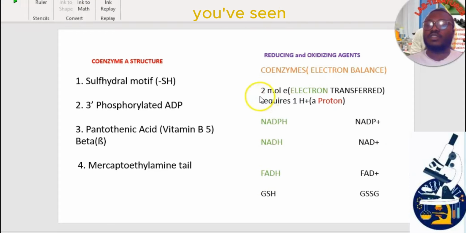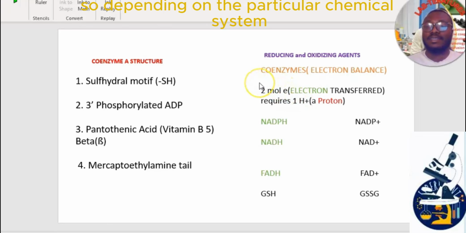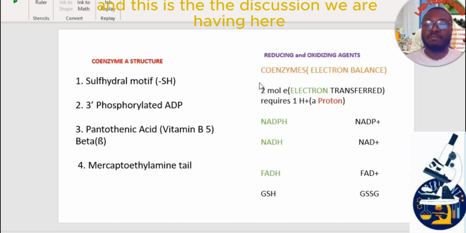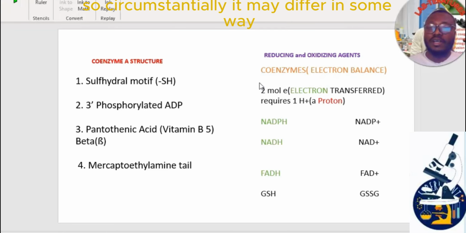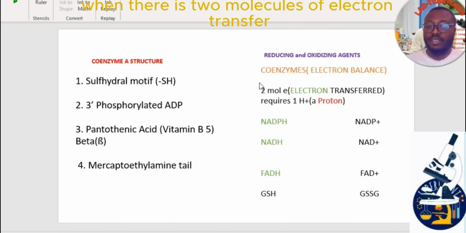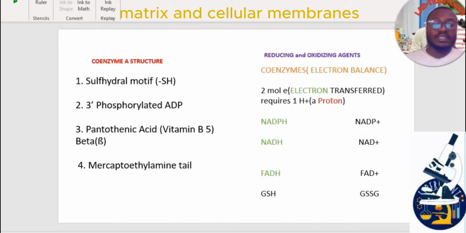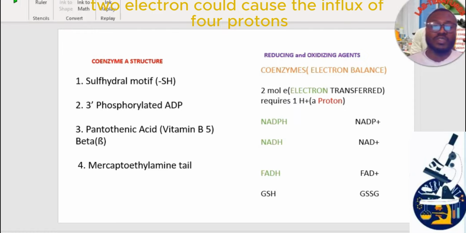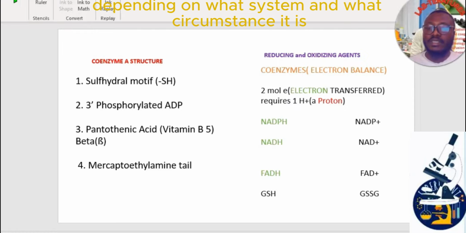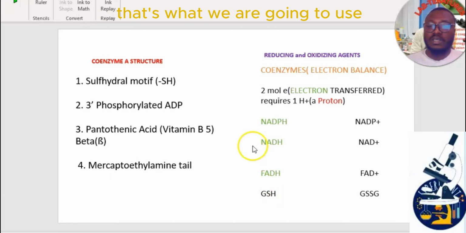Looking up here, as you've seen, two electrons transferred would require one proton, or H+. This is not a strict requirement; it depends on the particular chemical system, and the discussion we are having here is a biological electron transport chain. So circumstantially it may differ. In some cases, when two electrons are transferred, it can cause an influx of about 10 protons to move around the mitochondrial matrix and cellular membranes. In other chemical systems, two electrons could cause the influx of 4 protons. It depends on what system, what circumstance, and what reaction is occurring. Pertaining to this discussion, that's what we are going to use.